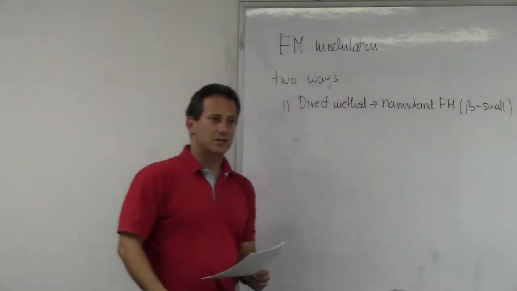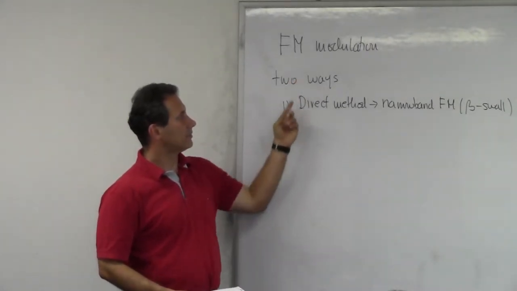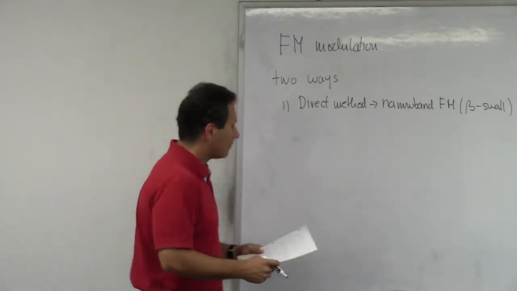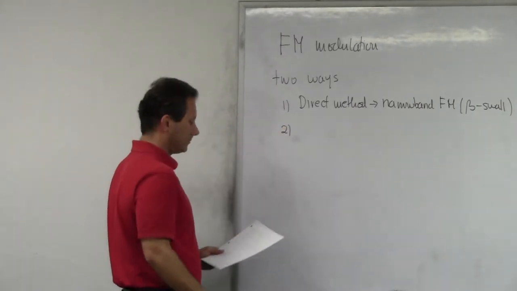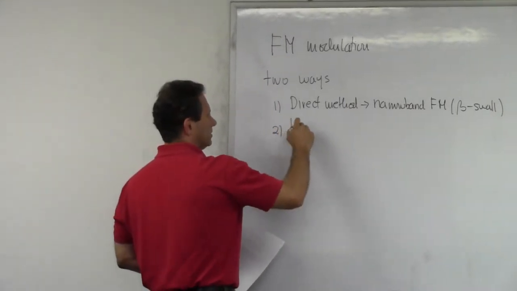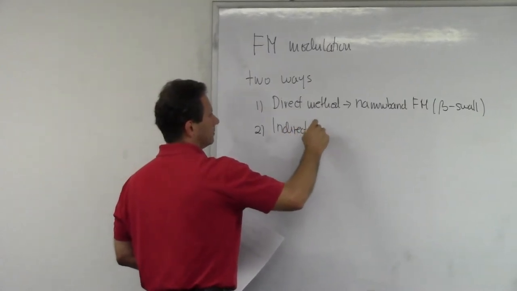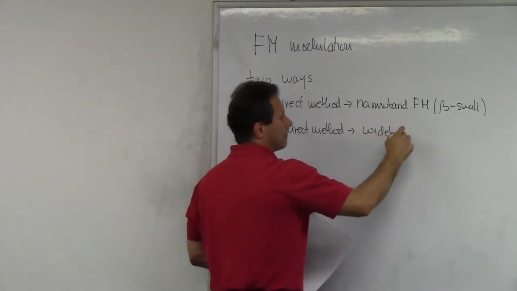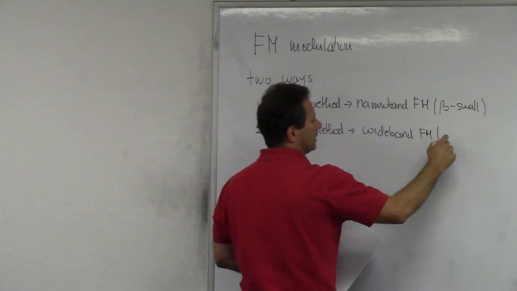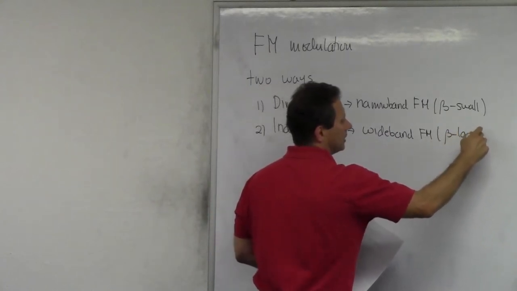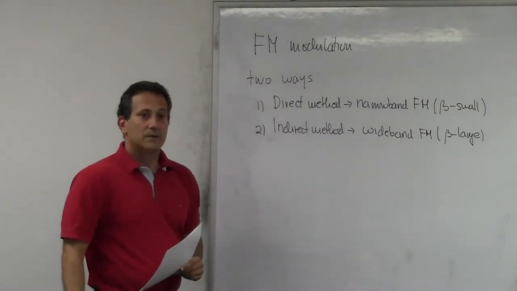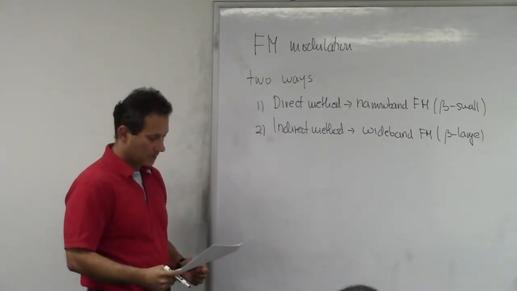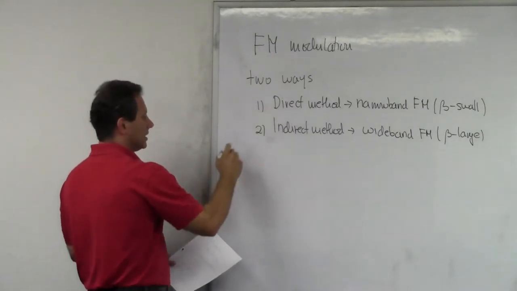which means that beta is small. So for small modulation indices, you can generate the FM through what is called the direct method or direct modulation. For the cases where beta is large, we're going to have something called the indirect method. And this is going to be for wideband, i.e. when beta is large. You saw that the bandwidth is directly proportional to beta. So if beta is small, the bandwidth is small, and vice versa. So let's first take a look at the direct method.